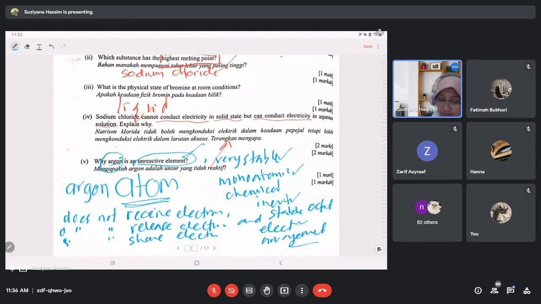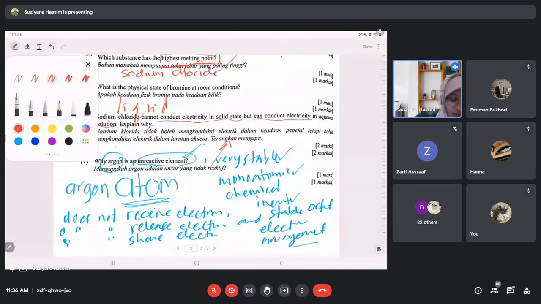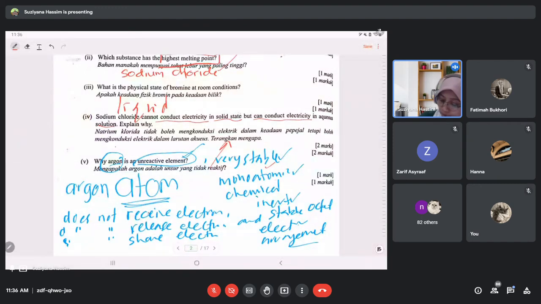So remember, if the question is different, very stable, monoatomic, chemical inert, why? The answer is still the same. Argon atom does not receive electron, does not release electron, does not share electron and has stable octet electron arrangement. Check whether the question is octet or duplet. Only helium is a duplet electron arrangement.